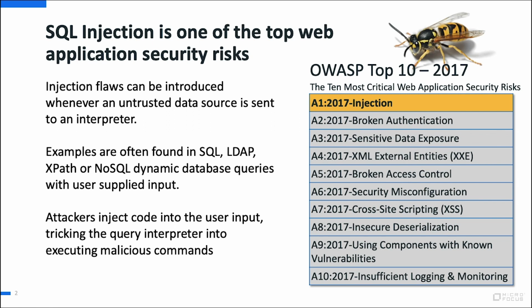SQL injection is one of the top web application security risks, and it sits on top of the OWASP top 10. Injection flaws can be introduced whenever an untrusted data source is sent to an interpreter. How it works is attackers inject code into the user input, tricking the query interpreter into executing malicious commands.